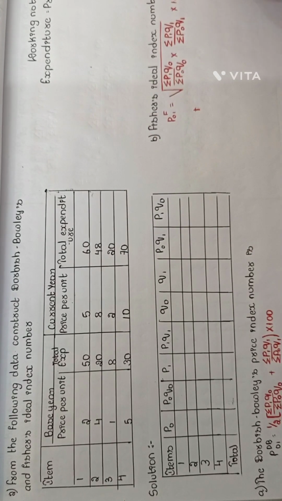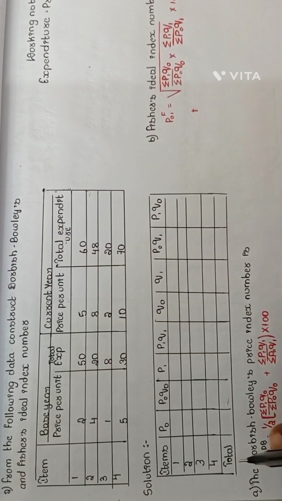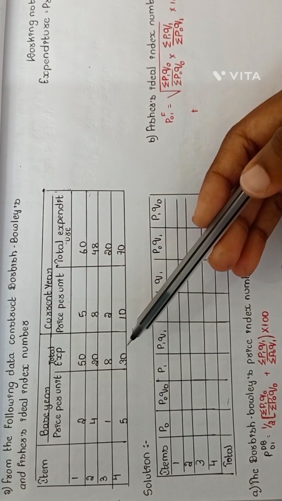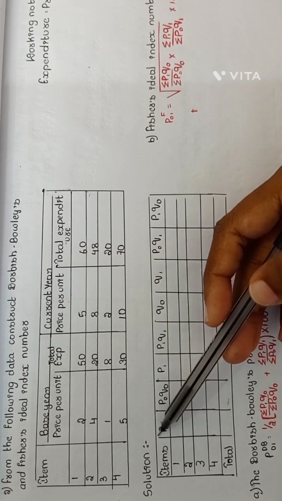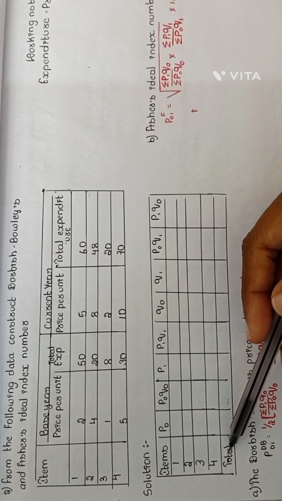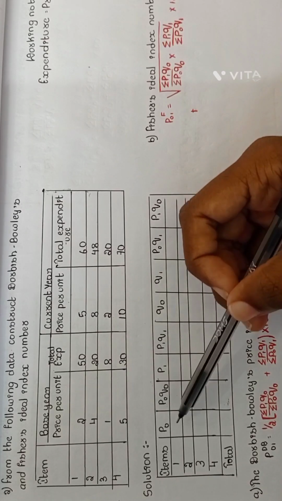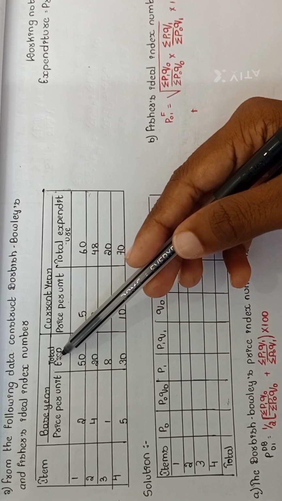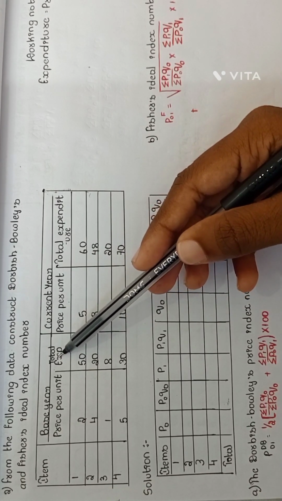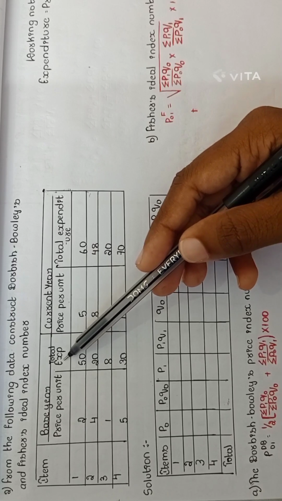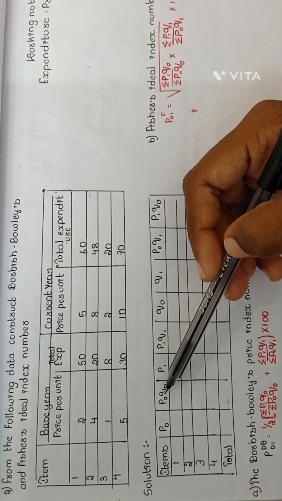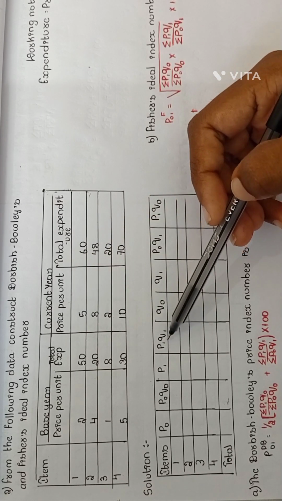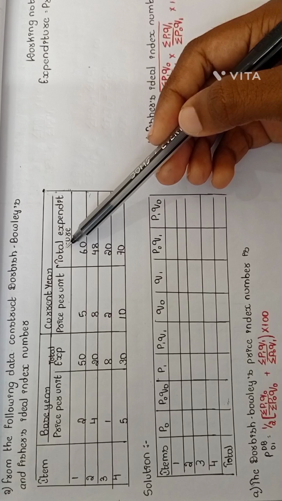So let's start with the answer. This is how the solution table looks. We have to take down whatever is there in the question. First they have given the items. I have written the items, and this is a total row, and P naught is the price in the base period. P naught Q naught is the total expenditure in the base year. This is not a quantity, this is an expenditure, so we have written this as P naught Q naught. And P1 is the price in the current period, and P1 Q1 is the expenditure in the current year.